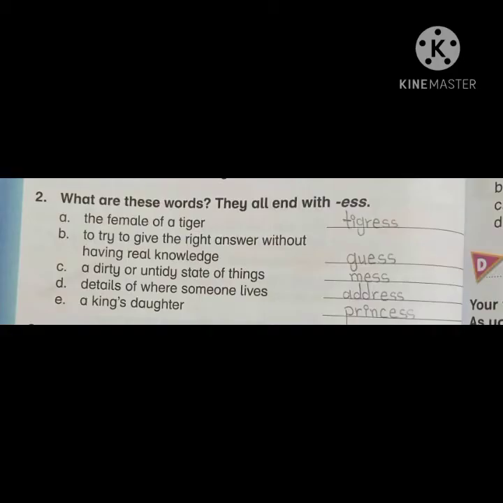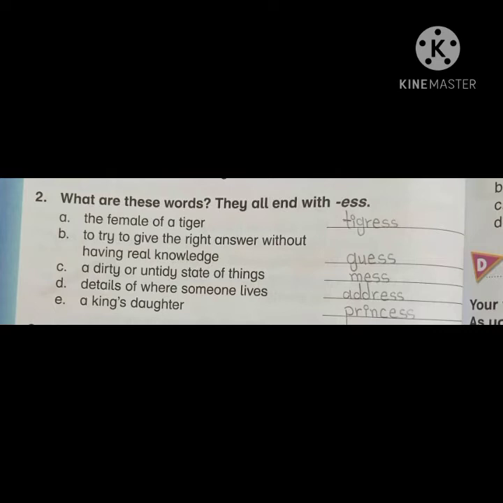Question number 2 is, what are these words? They all end with E-double-S. The first one is, the female of a tiger. The female of a tiger is a tigress. The second one is, to try to give the right answer without having real knowledge. To try to give the right answer without having real knowledge is to guess.